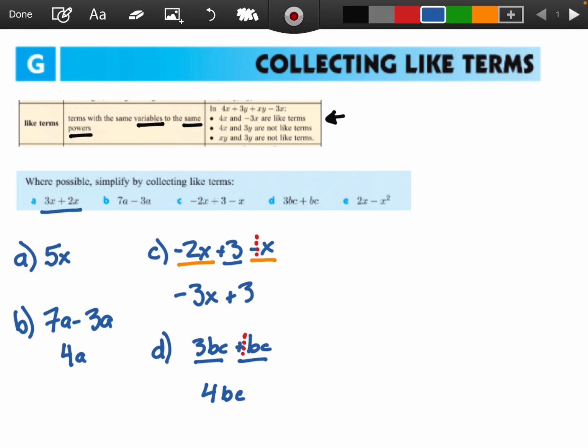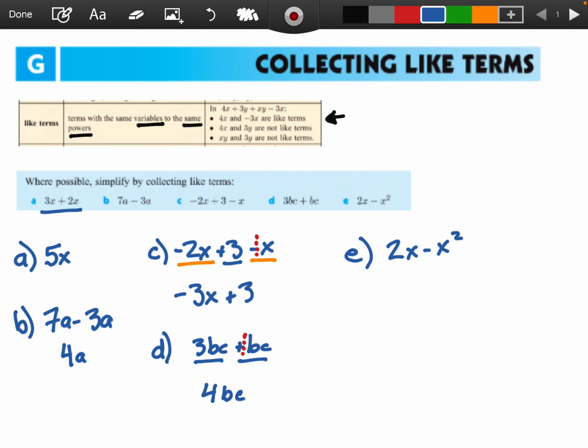Again, variables are not changing. Variables will only change when you multiply, which is the next section, but not today. When we're collecting like terms, we are adding and subtracting terms that are considered like. The variables themselves do not change, only the coefficient.